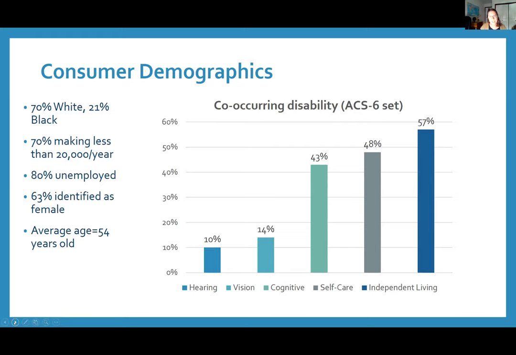There's also a bar chart on this slide, looking at co-occurring disabilities. While our project was focused on people experiencing mobility disability, of course, working with consumers and people who live at intersections of all sorts of identities, as Joy also mentioned, people experience multiple disabilities. So by far the most common co-occurring disability was an independent living disability at 57%, 48% also reporting self-care disability, 43% reporting cognitive disability, 14% with vision, and 10% with hearing. People can report across multiple categories, and these are the questions based in the ACS 6-question set of disability. If people have questions about that, we can share resources a little later.